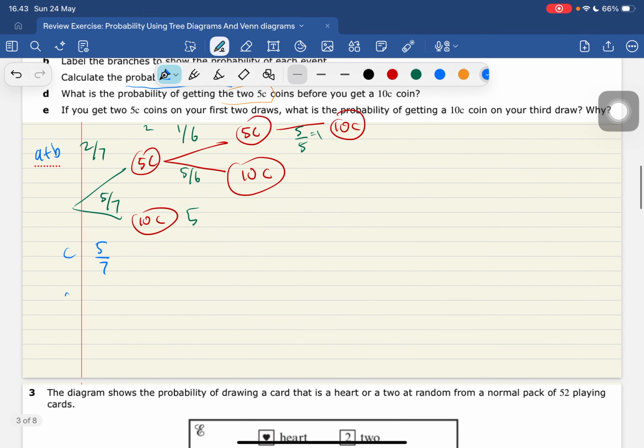Okay, here's D. So first we got 2 over 7 multiplied by 1 over 6. We could simplify it. It's 1 and it's 3. So the probability is 1 over 21.